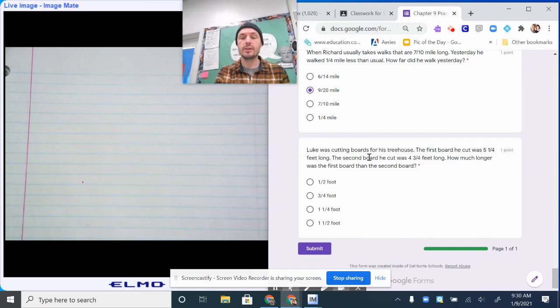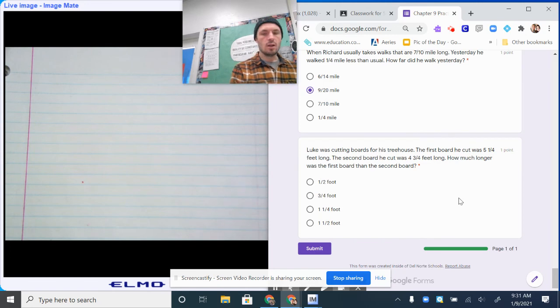Luke was cutting boards for his treehouse. The first board he cut was 5 1/4 feet long. Notice this is a mixed number. The second board he cut was 4 3/4 feet long. How much longer was the first board than the second board?